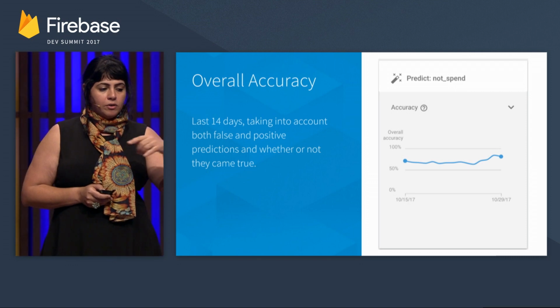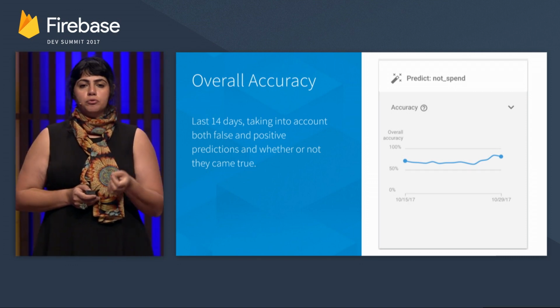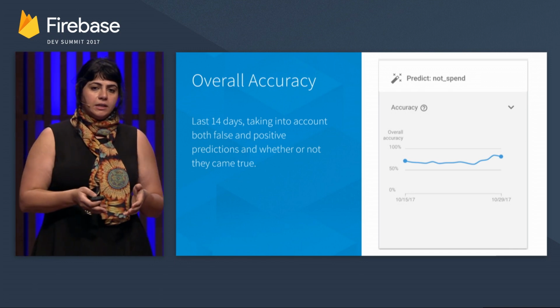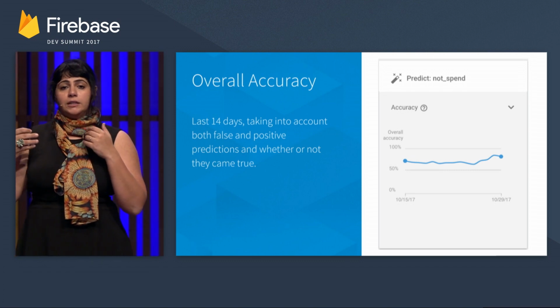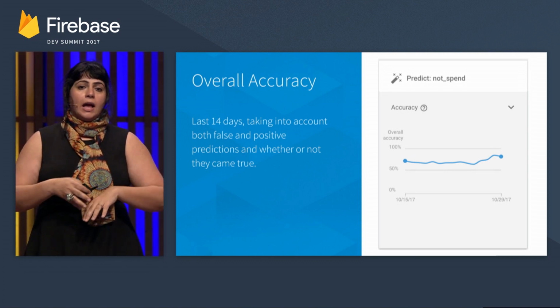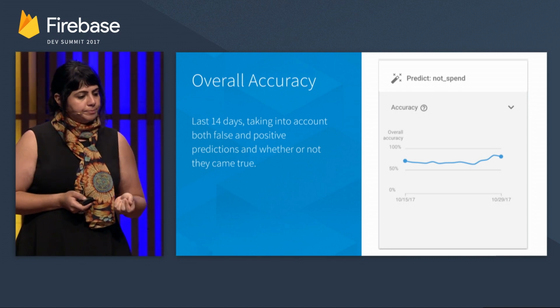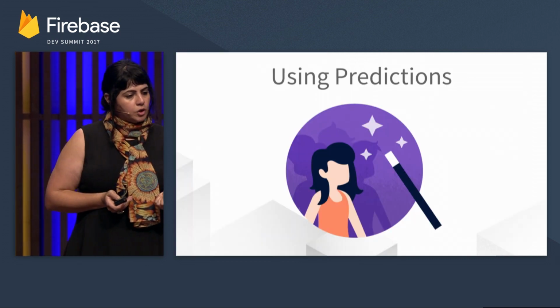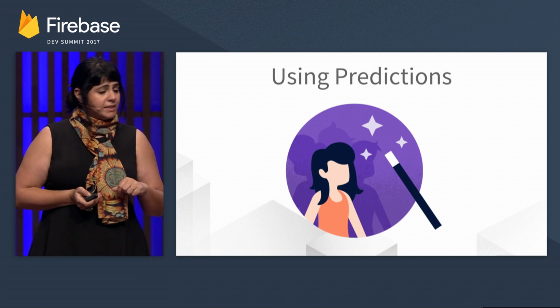So if you hover over it, it'll tell you the percentage of the predictions that came true. So we evaluate which ones that we predicted to churn actually churn, which ones that we predicted to not churn did not churn, and sum it all up and provide you with an overall accuracy metric. So let's talk a little bit more about how can you actually use predictions inside of your apps.